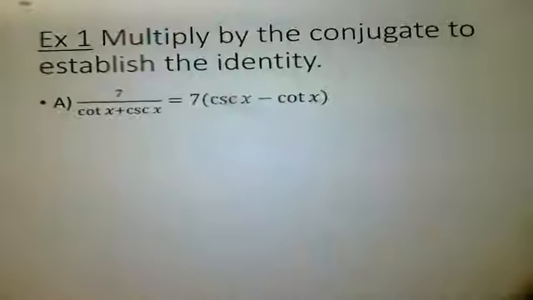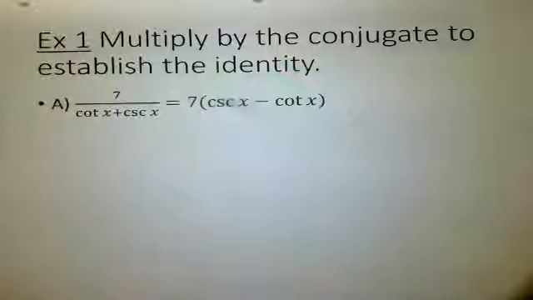All right. Example 1, multiply by the conjugate to establish the identity. You'll like today's worksheet. It's nice and formulaic. Oh, no, it's handwritten. But it's good. It's hard enough trying to keep up. Right? Yeah. All right.